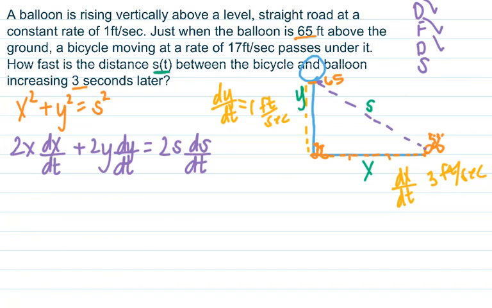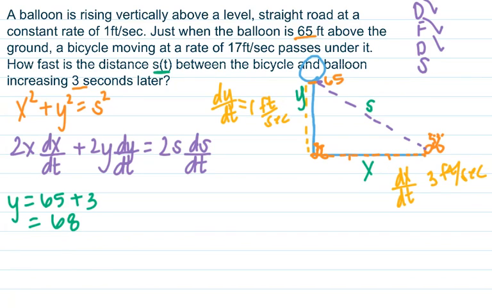Now, let's see how we can find x and y and s. It says that the balloon is initially at 65 feet, but the question is interested in the rate 3 seconds later. If the balloon is moving vertically at 1 foot per second, that means that in 3 seconds, the balloon will now be at 68 feet. So we can say y is equal to 65 plus, I'm sorry, plus 3, and that's going to give us 68. So our y is 68.